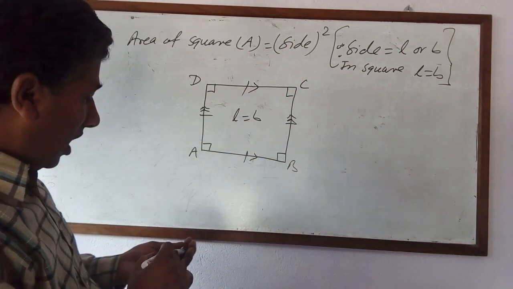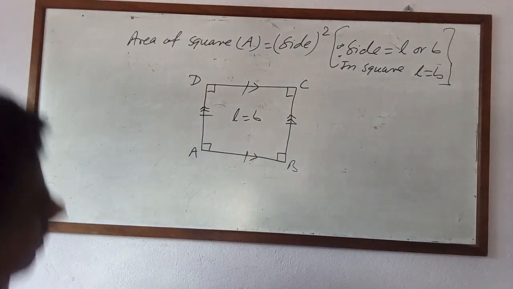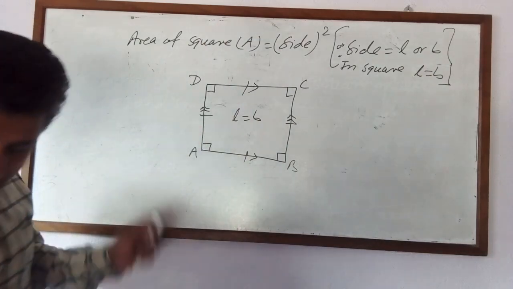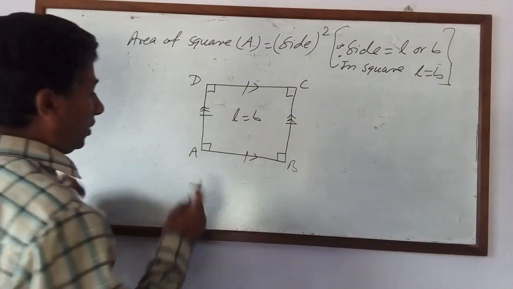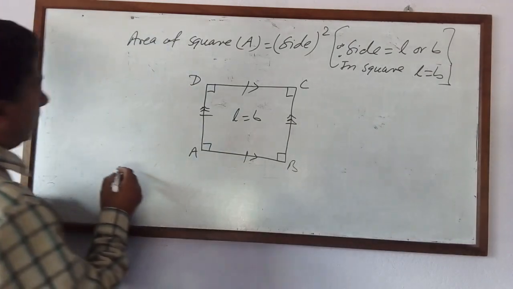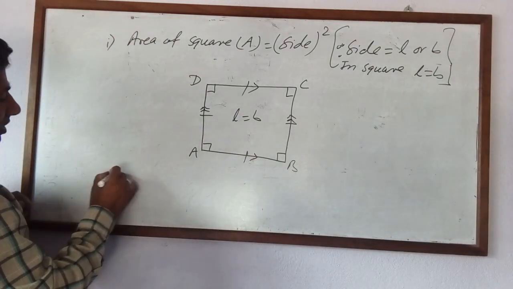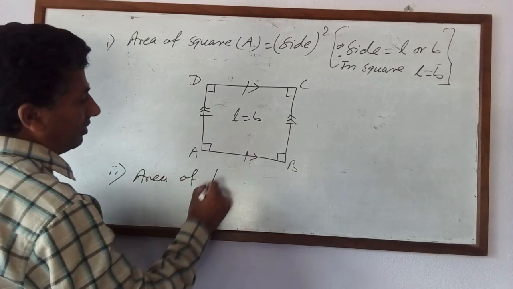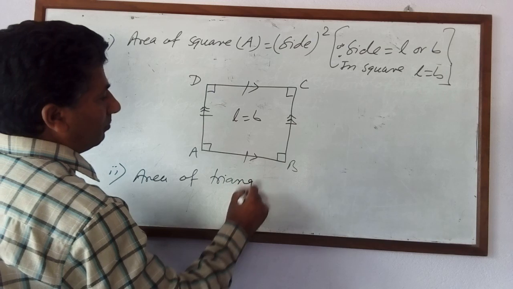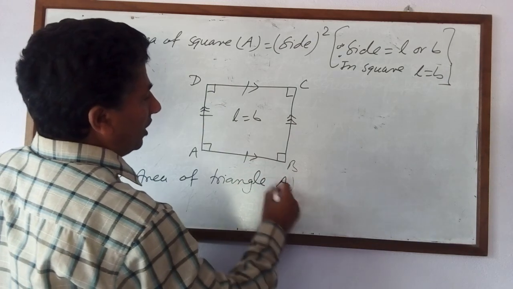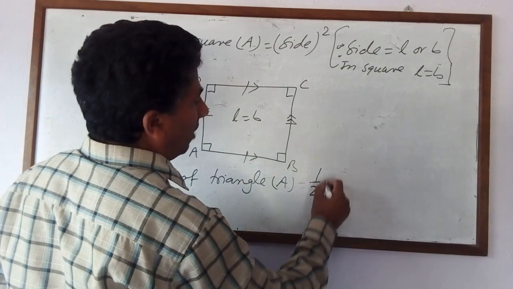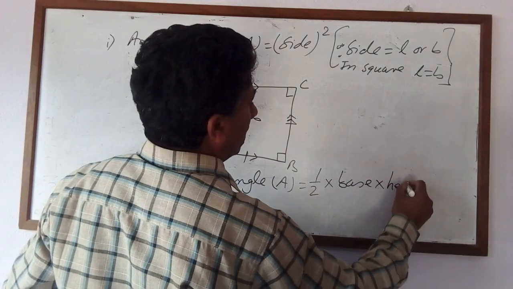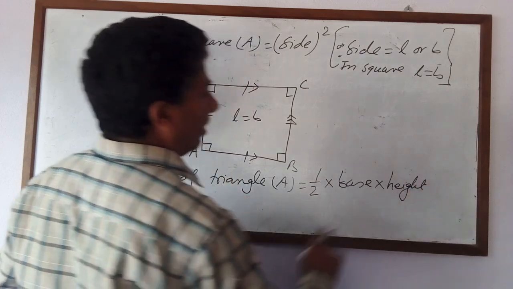Now how to prove Pythagoras theorem? Remember this, we have to use this one. The area of a square is this, and another one is the area of a triangle. You have to remember this. The basic formula of the area of a triangle: A equals half times base times height of the triangle.